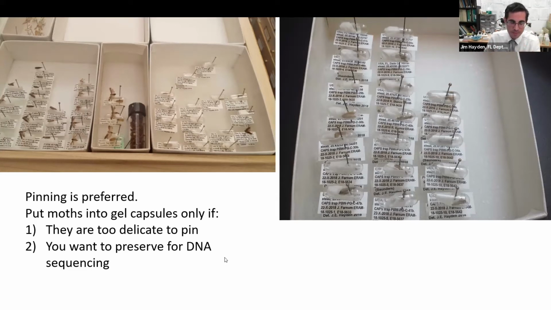Another good point is it might be better for DNA sequencing if you don't go through a relaxing process. And Todd can speak more about that: what's good, what's bad, what works, what doesn't as far as DNA goes. I'm going to show you, here's an example on the left-hand side of why we keep the bodies, why you keep the specimens.